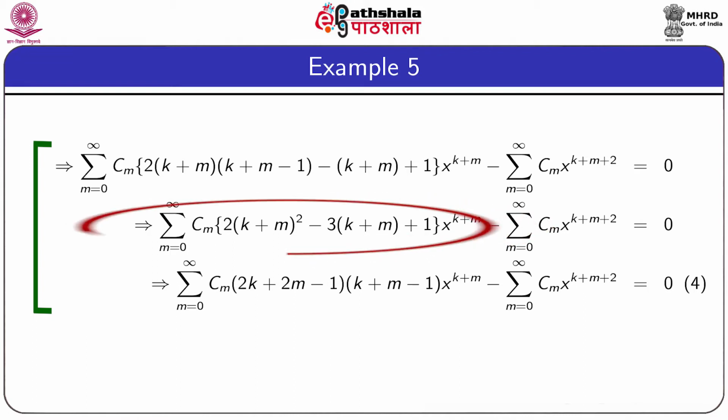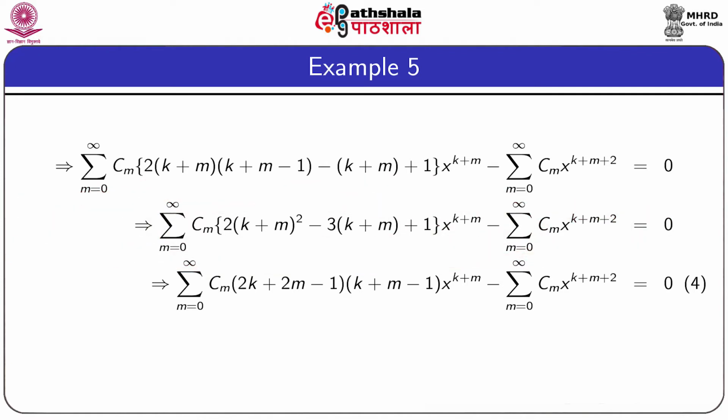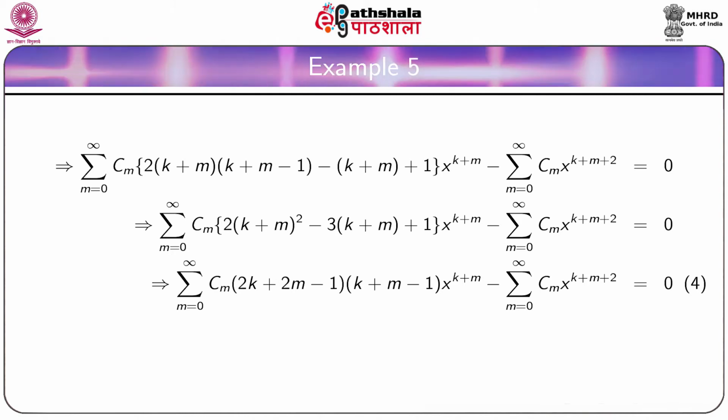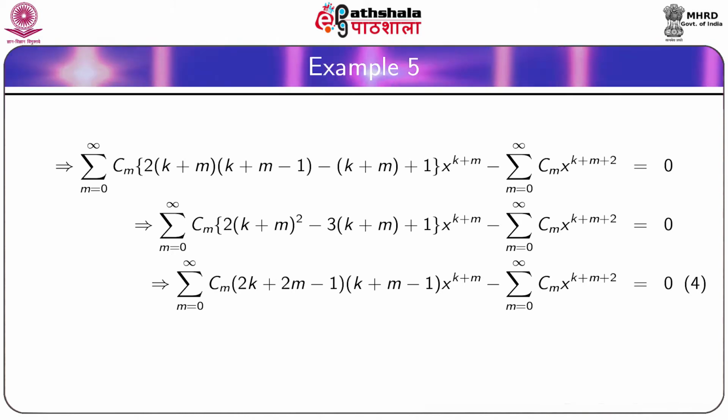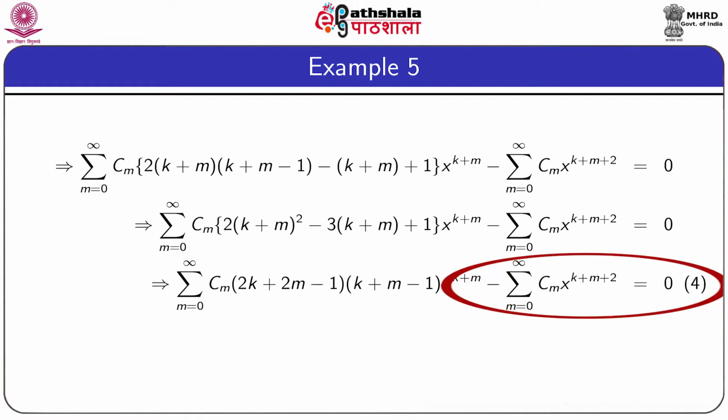And this implies Σ (m=0 to ∞) c_m [2(k+m)² − 3(k+m) + 1] x^(k+m) − Σ (m=0 to ∞) c_m x^(k+m+2) = 0. Please note, you can take k+m as a single variable and you can factorize this whole expression 2(k+m)² − 3(k+m) + 1, and you will get equation number 4, which says Σ (m=0 to ∞) c_m (2k+2m−1)(k+m−1) x^(k+m) − Σ (m=0 to ∞) c_m x^(k+m+2) = 0.